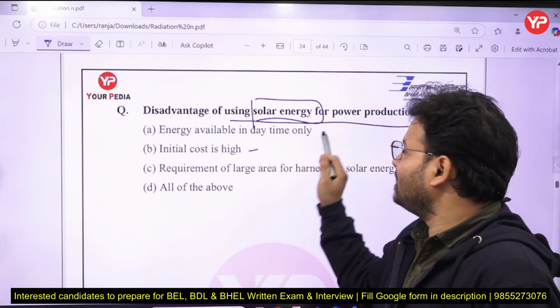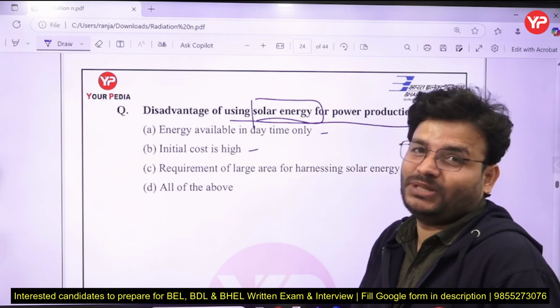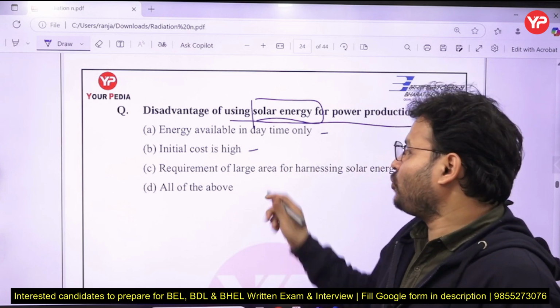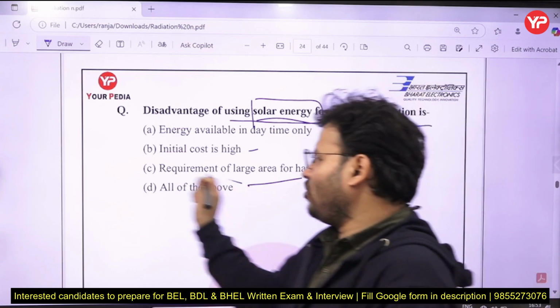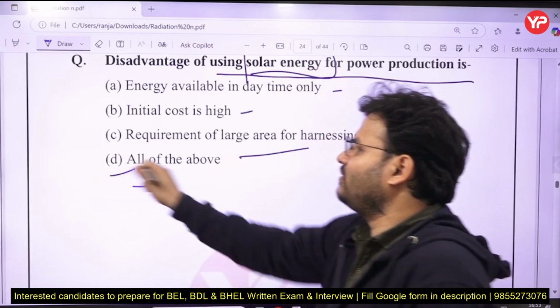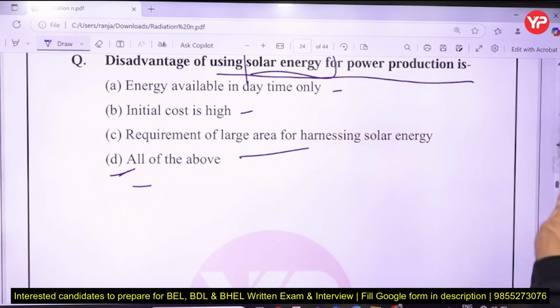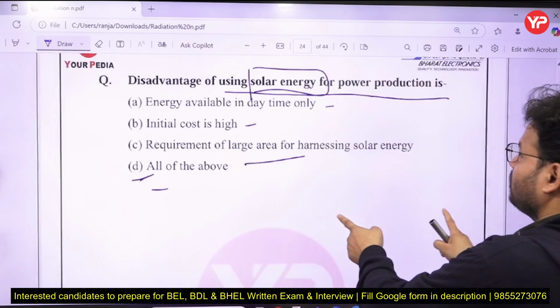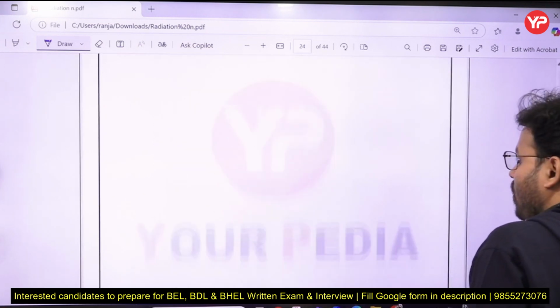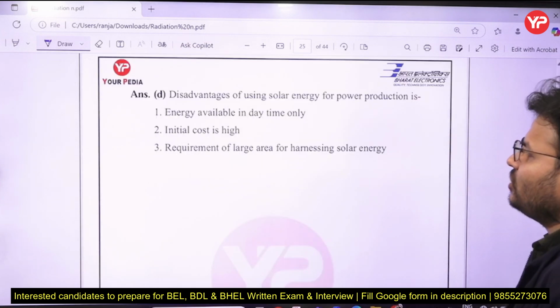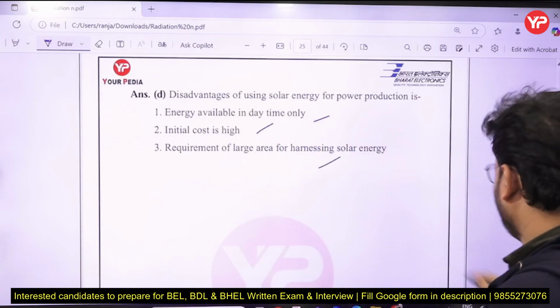Initial cost is high. Yes, that one is also right, because the initial cost is very high in case of solar energy. Requirement of large area, obviously a large area is needed. So we can say all of the above. D is the right answer. All of the above is the correct answer. So try to keep that in mind. This is the disadvantage that you have to keep in mind.